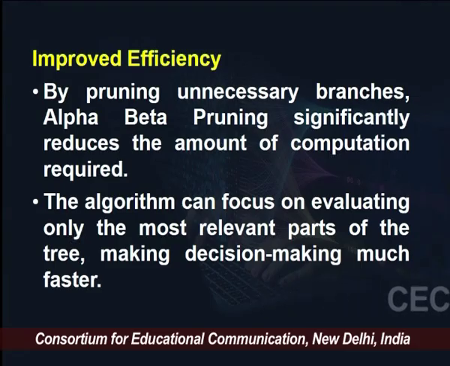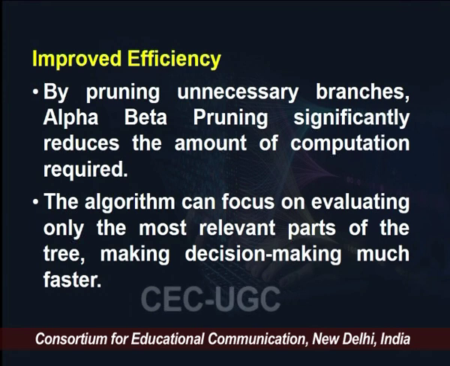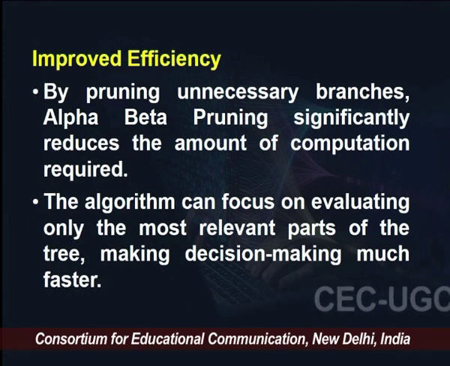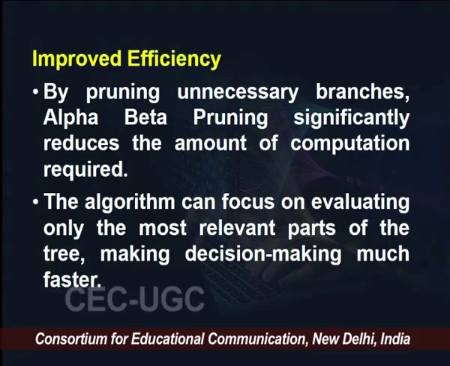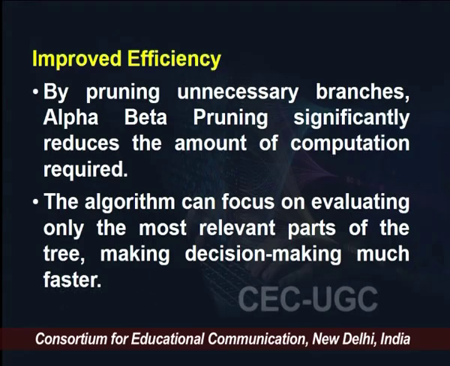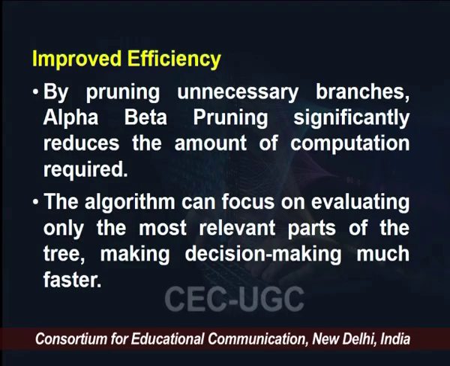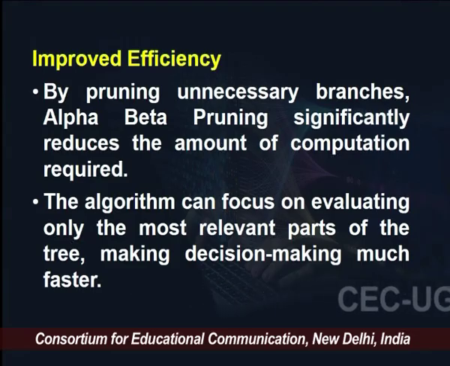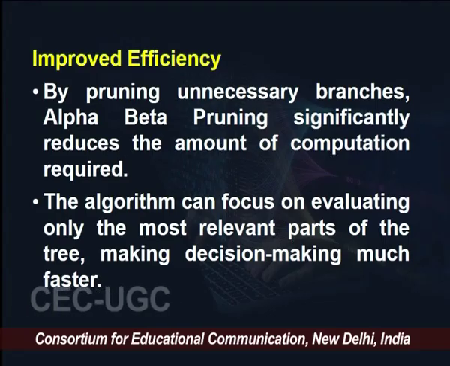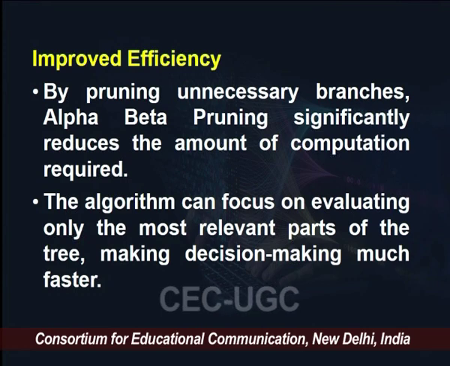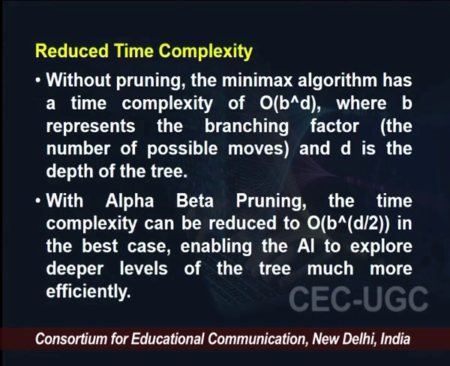Now, let us look at the advantages in totality of alpha beta pruning. The first which comes to mind is definitely improved efficiency. By pruning unnecessary branches, alpha beta pruning significantly reduces the amount of computation. Also, space complexity can be handled better. The algorithm can focus on evaluating only the most relevant parts which actually contribute to the outcome, making decision making much faster. So, improved efficiency is one advantage.